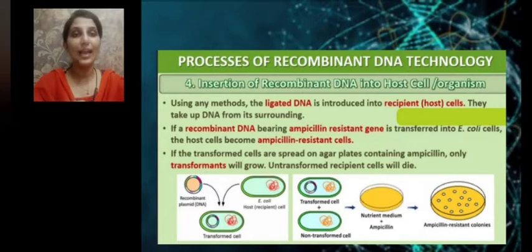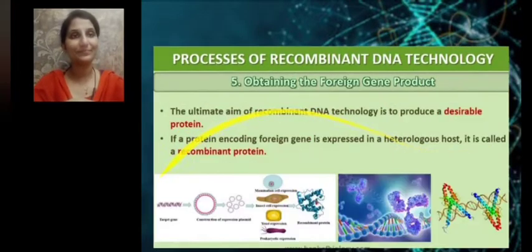Then they can be differentiated from the non-transformants. So once they have received a recombinant DNA, this bacteria becomes the transformant, and they can be differentiated from the non-transformants, who lack this ampicillin resistance gene, by plating them in an ampicillin medium. This will allow only the transformants to grow and the non-transformants will die.